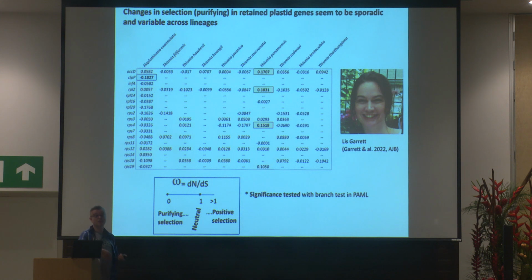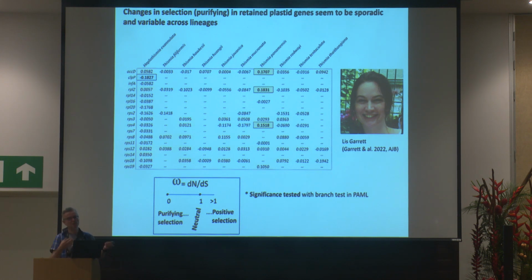But you can go in and measure changes in purifying selection, and this shows for different species in Afrothismiaceae, the bold boxed ones are ones that have decreased or increased purifying selection. So it's pretty sporadic. There's no real pattern here that we can see. And when we look in other lineages where this has also been done, the changes in purifying selection are also a bit sporadic.